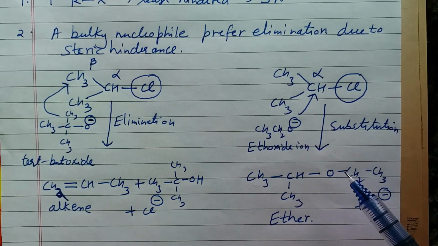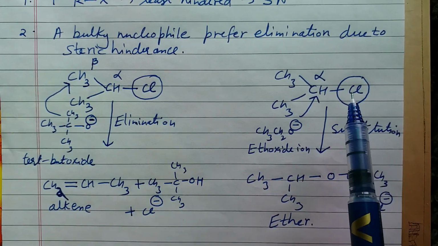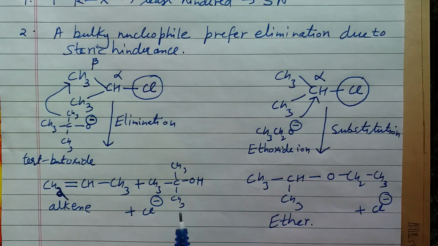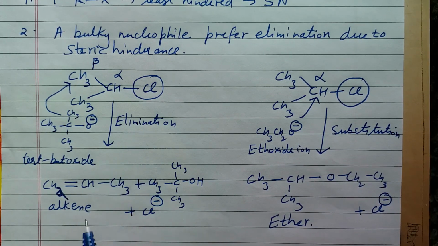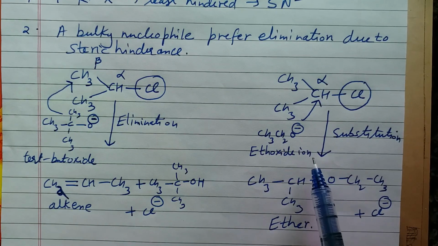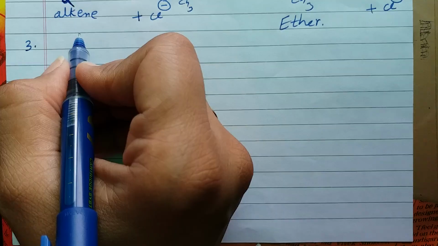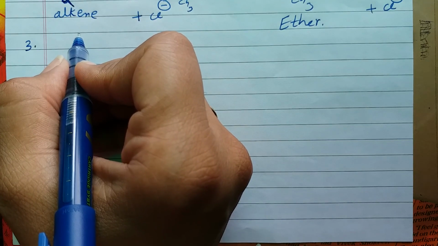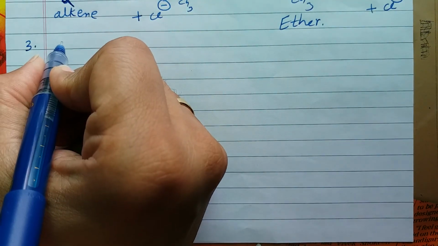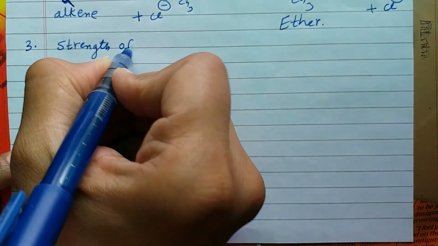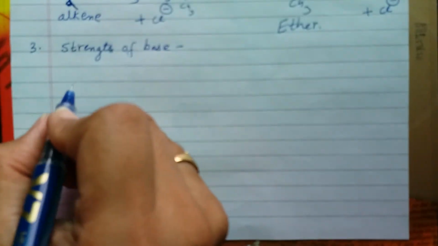So we can see here that the same alkyl halide, when reacted with two different nucleophiles, can result in two different reactions. Elimination resulting in the formation of an alkene, and substitution resulting in the formation of an ether. Now the third case that we consider here is the strength of the base. Let me give you the example first of all.